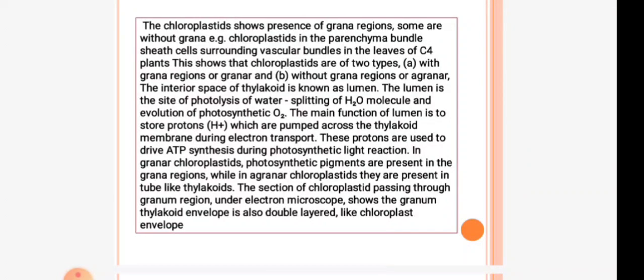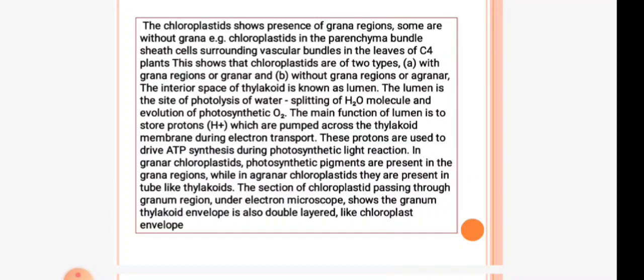The interior space of the thylakoid is called the lumen. It is the site for photolysis of water, or evolution of photosynthetic O2 takes place in the lumen. The main function of the lumen is to store protons which are pumped across the thylakoid membrane during electron transport. These protons are used to drive ATP synthesis during the photosynthetic light reaction.